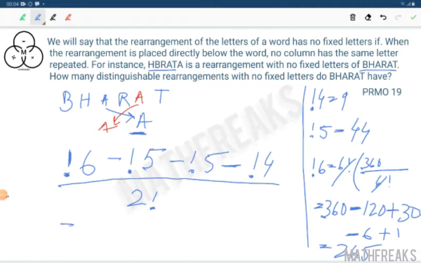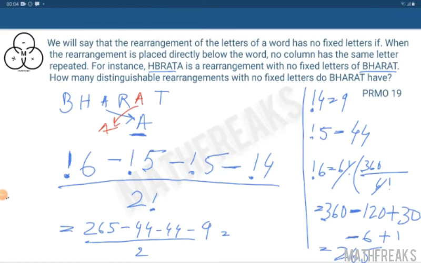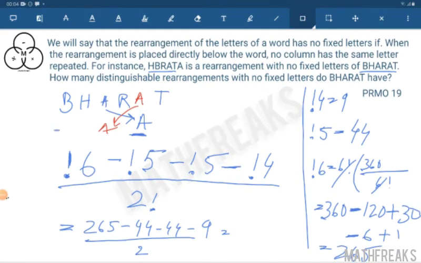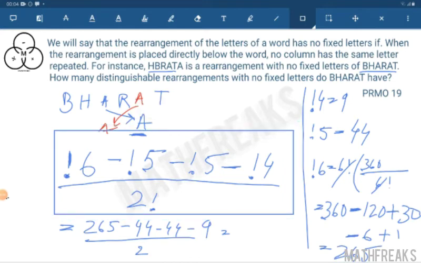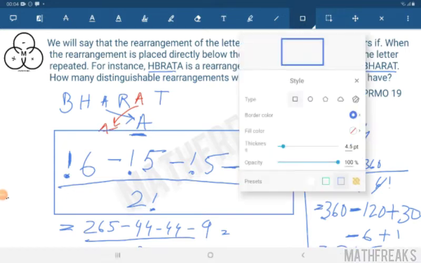So this is 265 minus 44 minus 44 minus 9, divided by 2. This you can find out. Ultimately the answer is this. And that is the calculation.